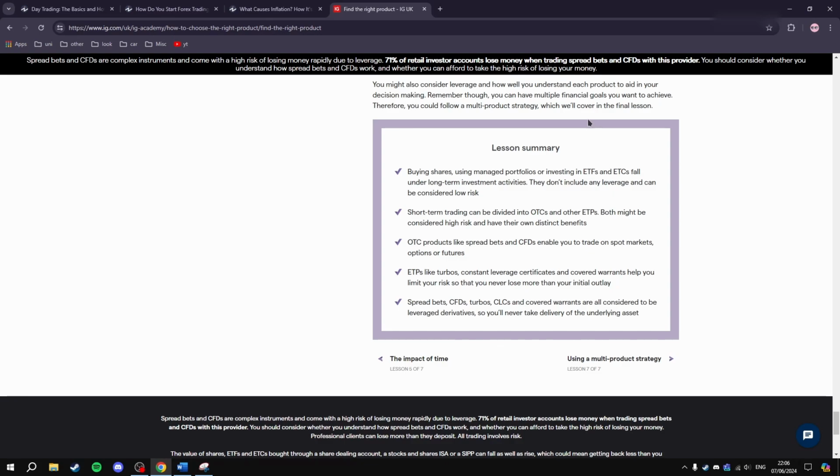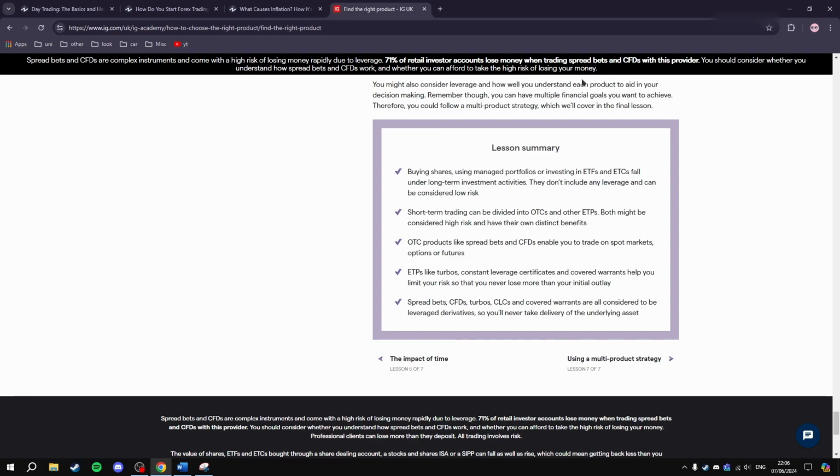Over-the-counter products like spread bets and CFDs, contract for differences, enable you to trade on spot markets, options or futures. Exchange-traded products like turbos, constant leverage certificates and covered warrants help you limit your risk so that you never lose more than your initial outlay.